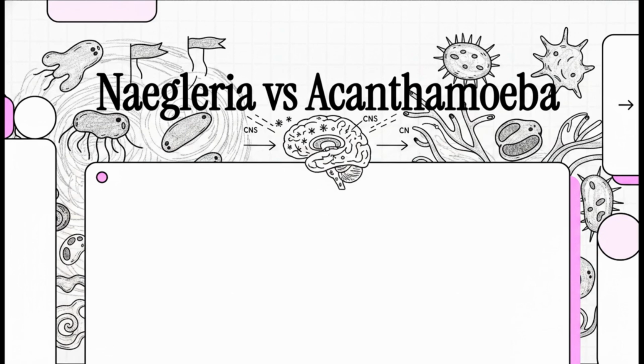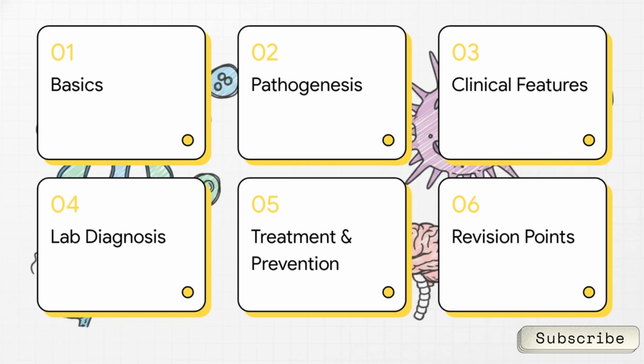I know how overwhelming parasitic infections of the central nervous system can be, but today we're going to break down Naegleria and Acanthamoeba into a highly structured, super easy-to-recall format. Here's our game plan for today. We're going to hit the basics, walk through pathogenesis and clinical features, tackle the lab diagnosis, look at treatment and prevention, and then wrap it all up with some quick revision points to lock it all in.